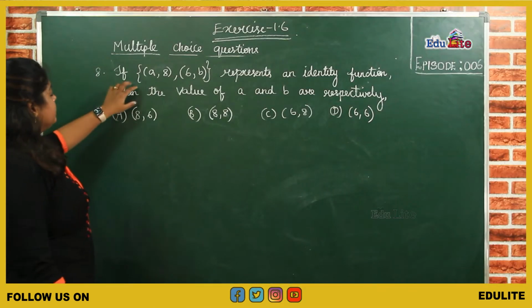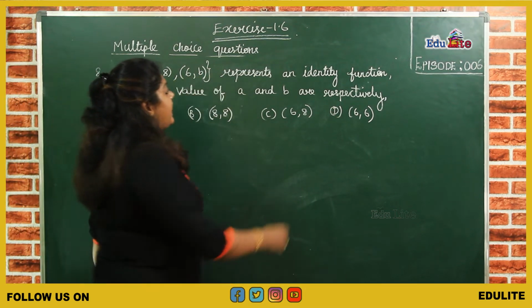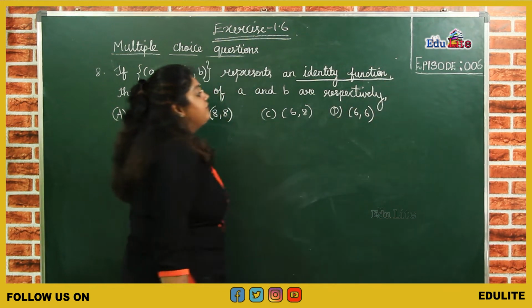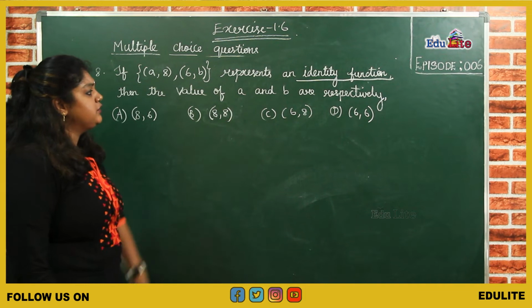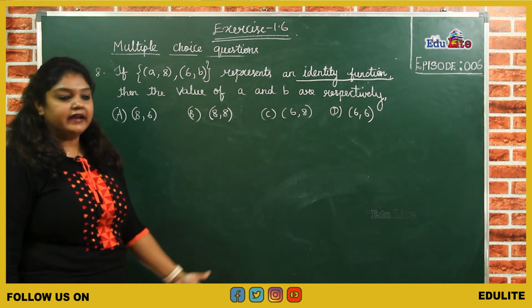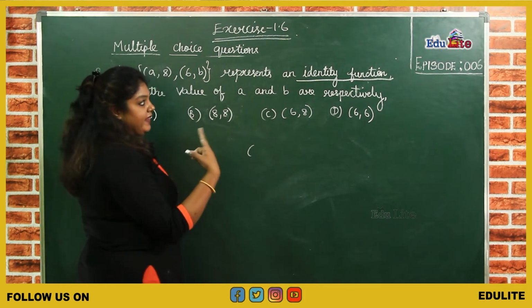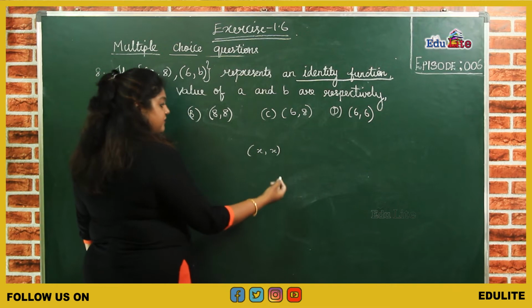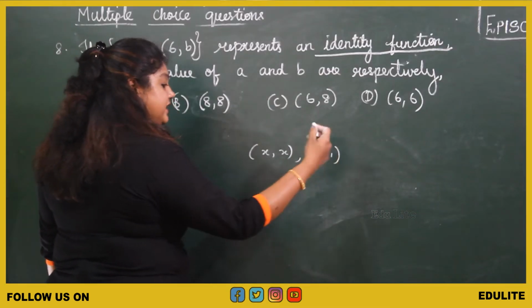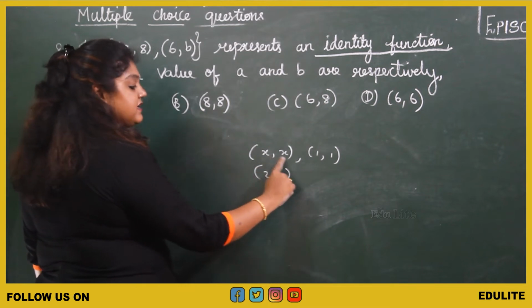In the 8th problem, the ordered pairs (a, 8) and (6, b) represent an identity function. We have to find the value of a and b. It is so easy to do. We know what an identity function is. What is an identity function? If the image and the pre-image are the same. That is, (x, x) is an identity function. (1, 1) is an identity function. (2, 2) is an identity function, where image and the pre-image are the same.